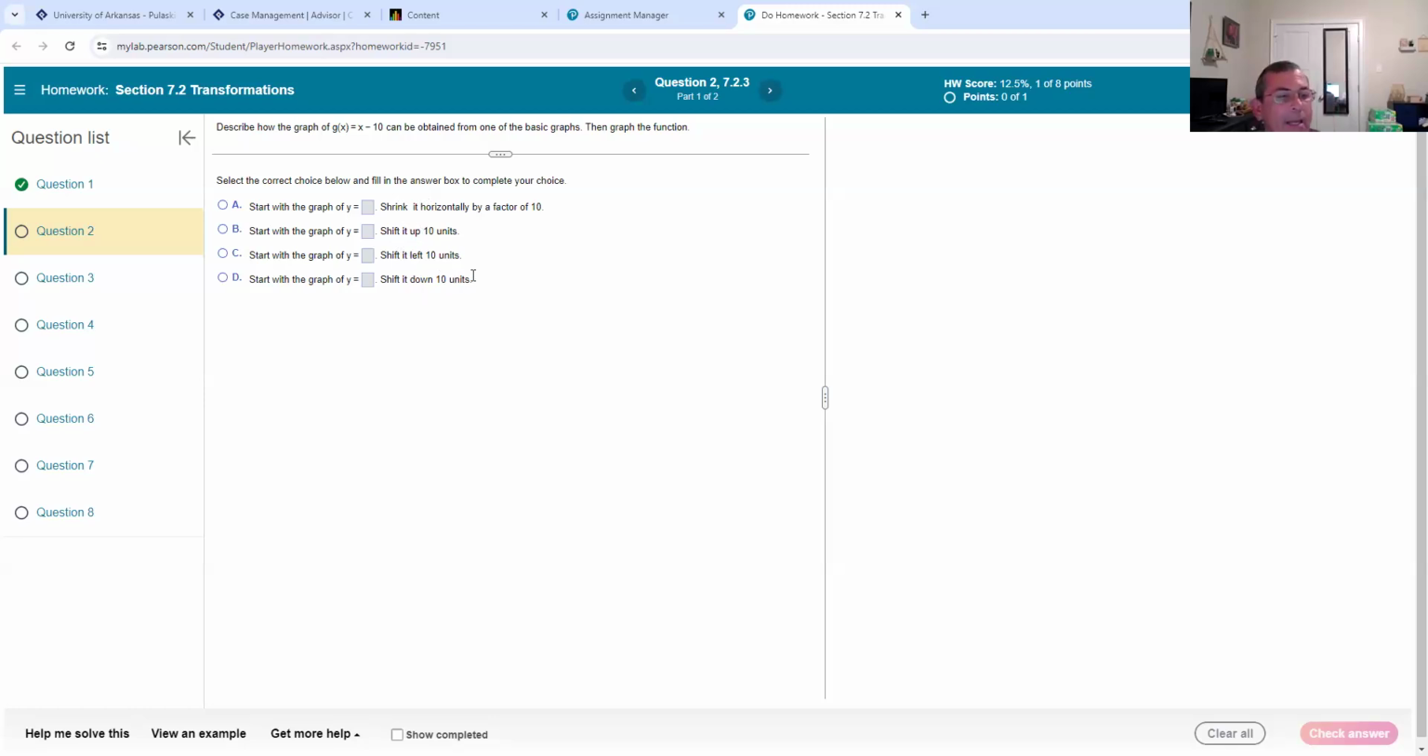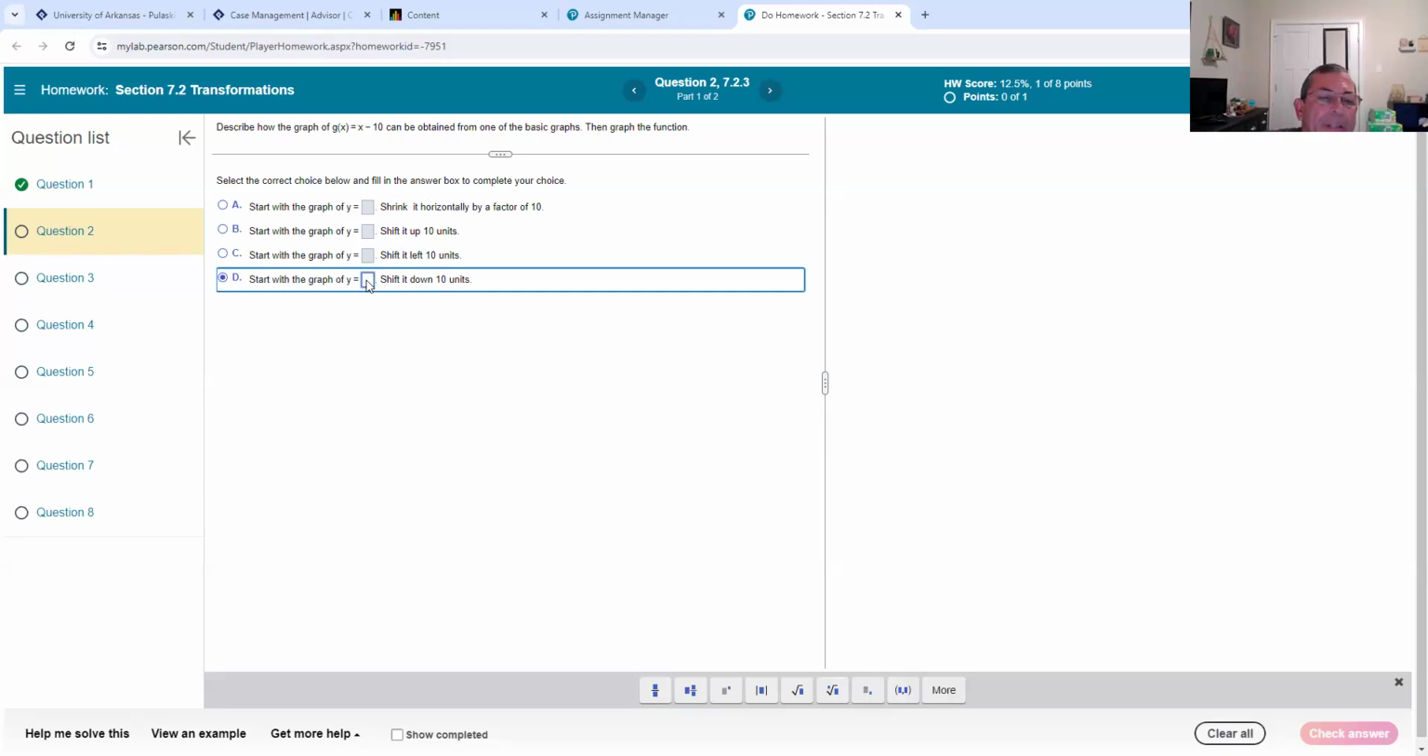Well, y'all, we said when the numbers were being added and subtracted at the end, it was either going up or down. That what you got down? Perfect, because when we subtract, it does go down. So we would choose D, and then the basic graph would be the y equals x.